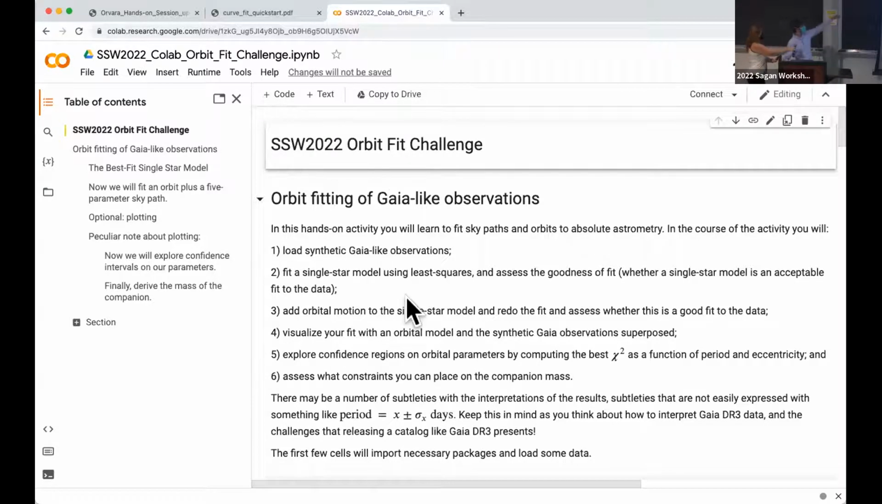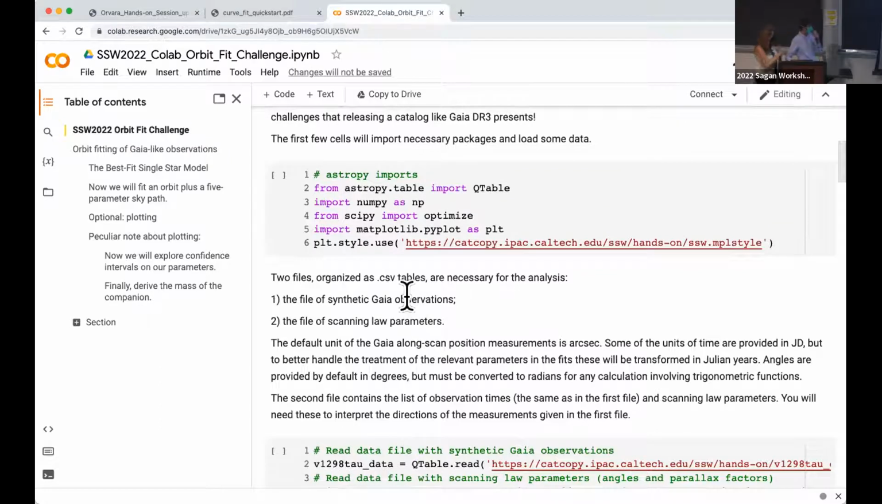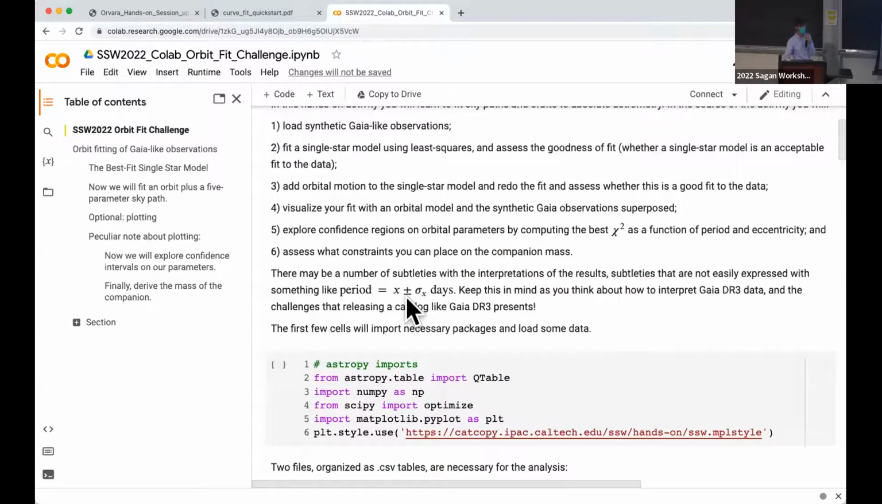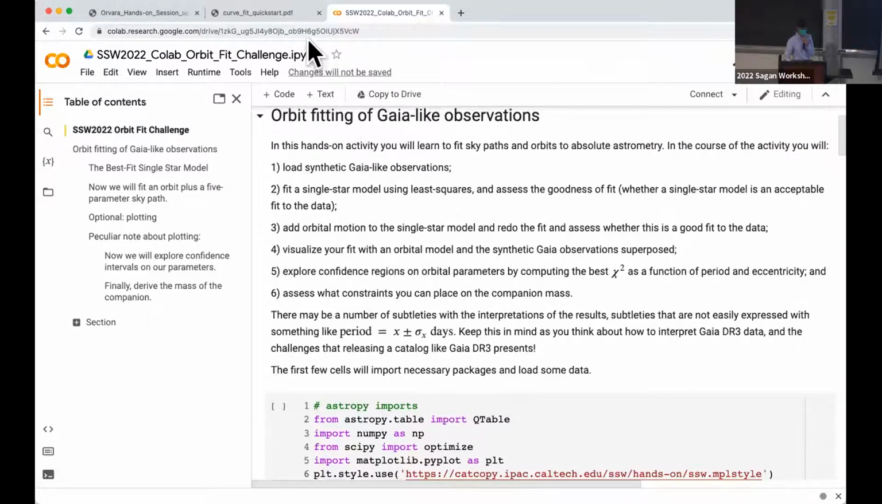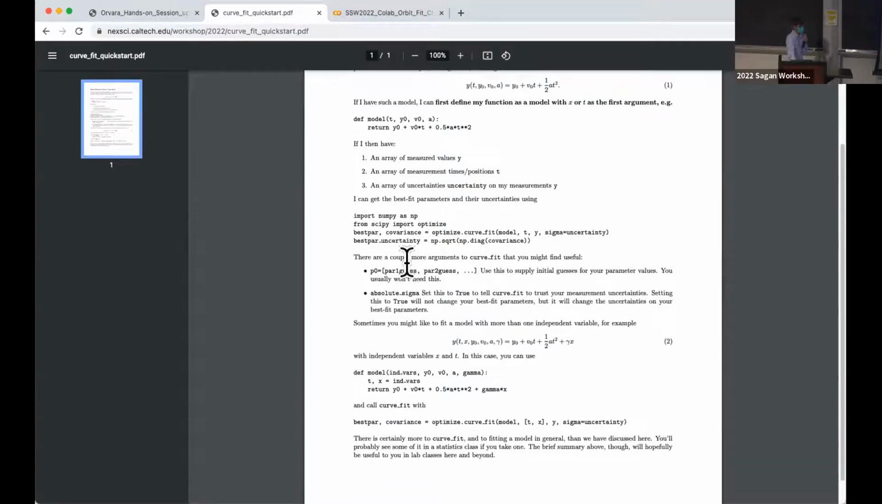So here is the starter notebook for the activity on fitting synthetic Gaia data. Here is a starter PDF. If you have not used least squares fitting before, CurveFit does nonlinear least squares. It's flexible enough to do about 90% of the fitting, actually all the fitting that you need to do for this. So it at least takes that headache away.